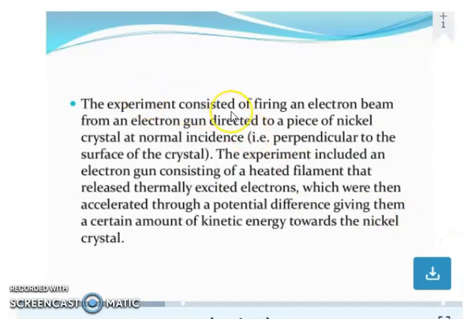The experiment consisted of firing an electron beam from the electron gun directed at a piece of nickel crystal at normal incidence, that is, perpendicular to the surface of the crystal. The experiment included an electron gun consisting of a heated filament that released thermally excited electrons, which were then accelerated through a potential difference, giving them a certain amount of kinetic energy towards the nickel crystal.